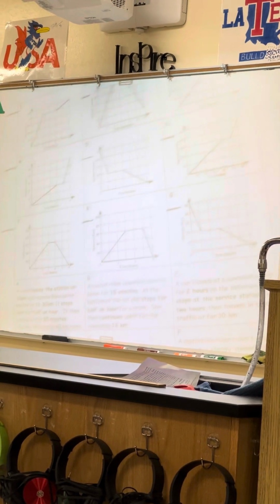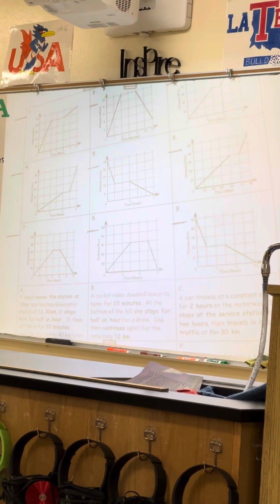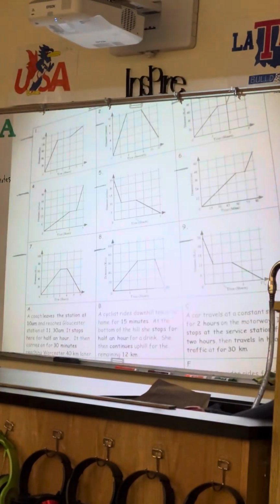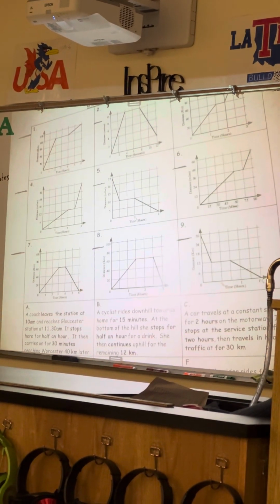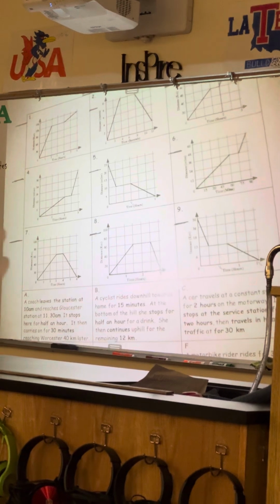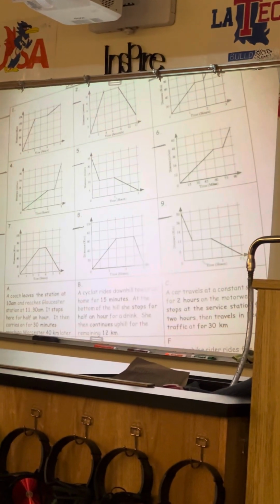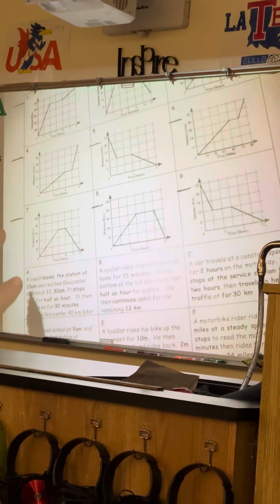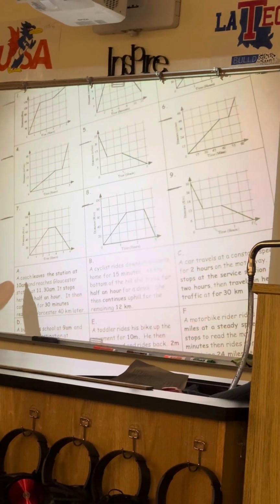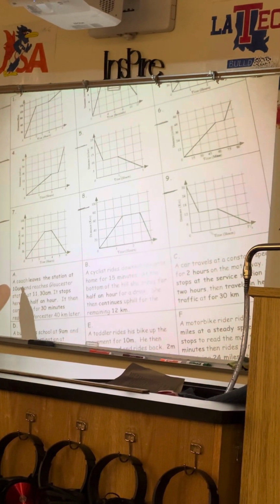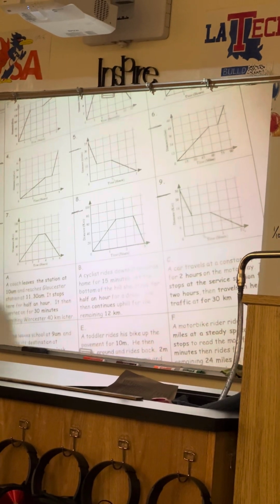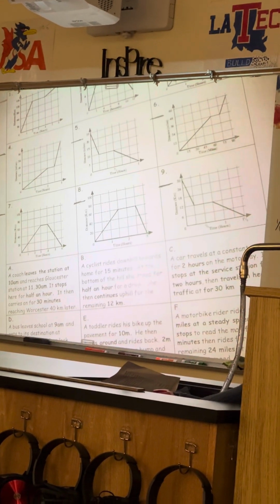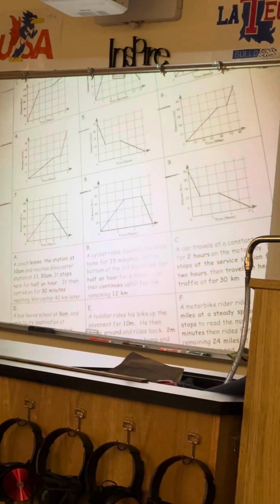Now, these are like clues. You're going to read the description and see if you can find what matches the graph. So, for example, letter A says a coach. Now, this is not a coach like Coach Richardson or something. This is a coach like a stagecoach, the old-timey, that they pulled with a horse.